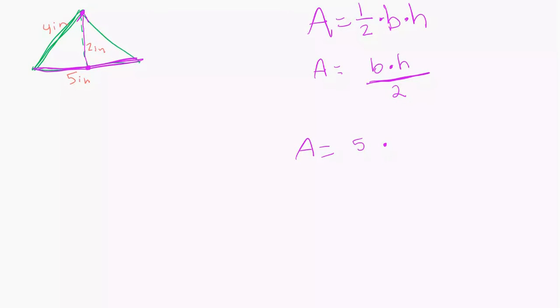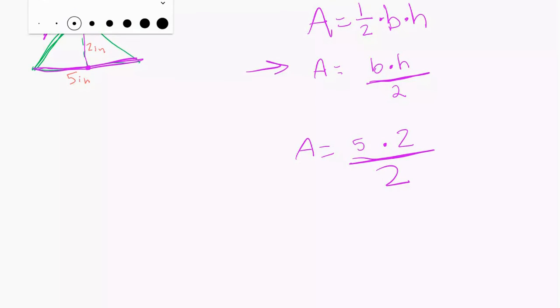Another thing to remember is that the height is usually the dotted line. This number over here was just extra information. We didn't need that. So we really have 5 times 2, and we can't forget that we're dividing it by 2. I'm using this formula right here.